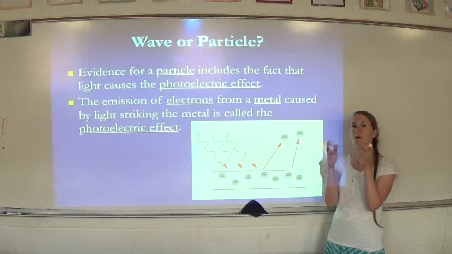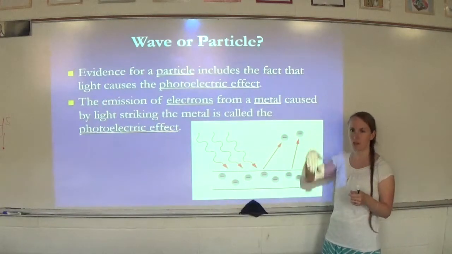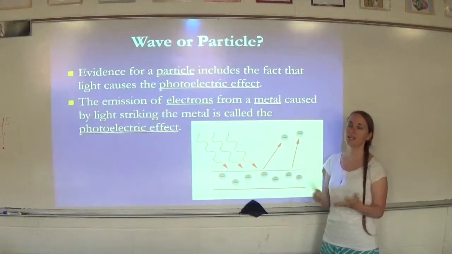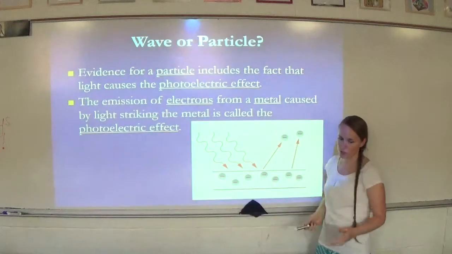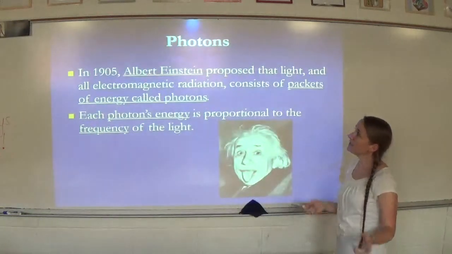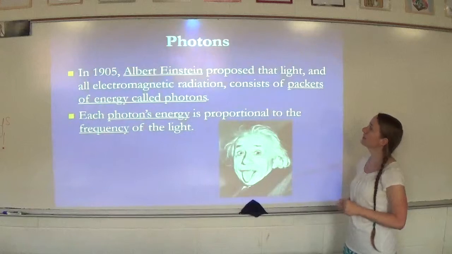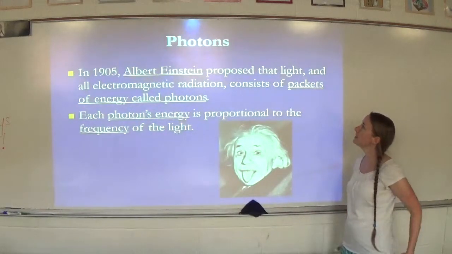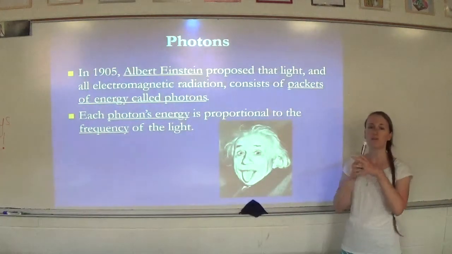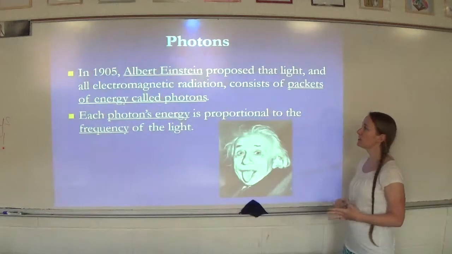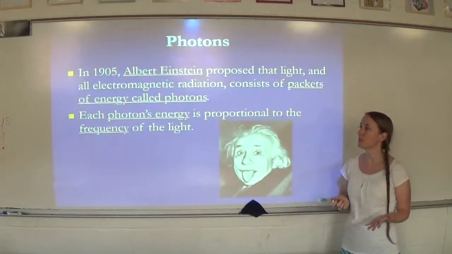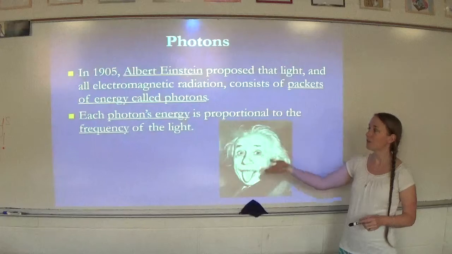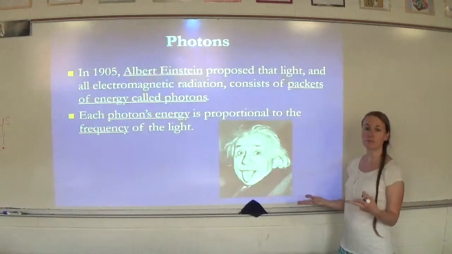We think of it as a little bundle of energy that travels in a wave pattern. So it's kind of both. We say light has a dual wave-particle nature. In 1905, Albert Einstein proposed that light and all electromagnetic radiation consists of packets of energy called photons. Each photon's energy is proportional to the frequency of the light. In other words, the higher the frequency, the higher the energy of the photon.